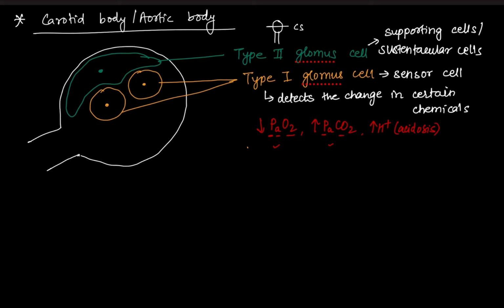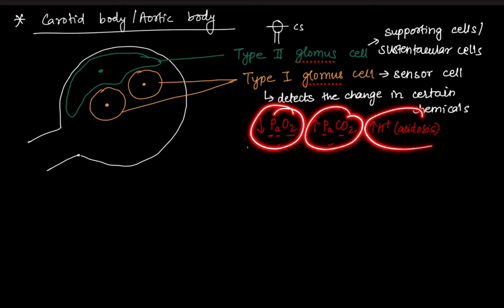So the type 1 glomus cell is known as the sensor cell. It detects the change in various chemicals: a decrease in the partial pressure of oxygen at the level of arterial blood, an increase in the partial pressure of carbon dioxide at the level of arterial blood, and an increase in H plus ion concentration, which we call acidosis. So now you know that the type 1 glomus cell detects a change in various chemicals.